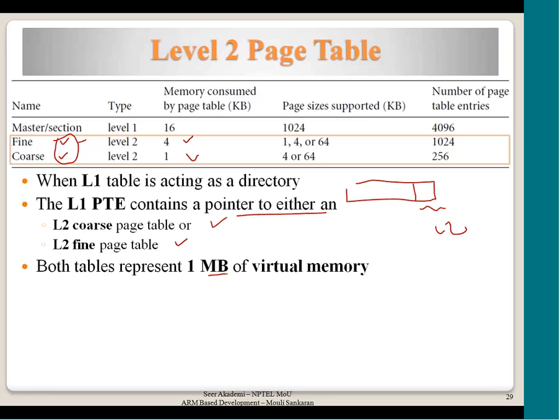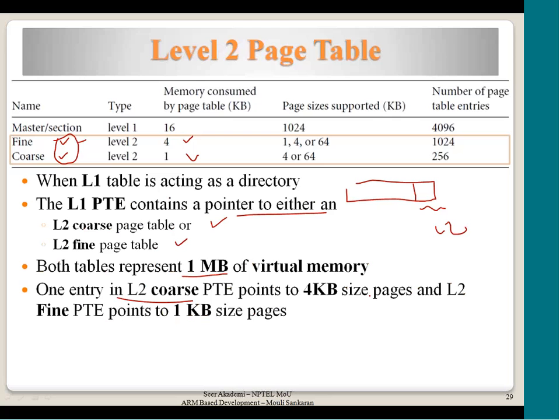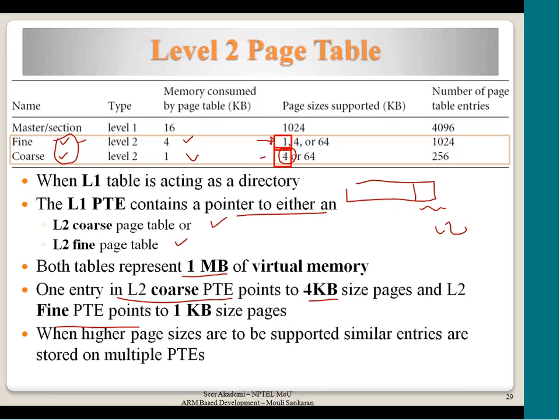Both tables represent one entry of virtual memory, and one entry in the L2 coarse PT points to 4 KB page sizes and the L2 fine page table to 1 KB page size. So, as I told you, an entry in the coarse table points to 4 KB page sizes, and in the fine table it will be 1 KB page sizes. When higher page sizes are to be supported, similar entries are stored in multiple pages. As I told you earlier, these higher sizes are represented by having similar entries.